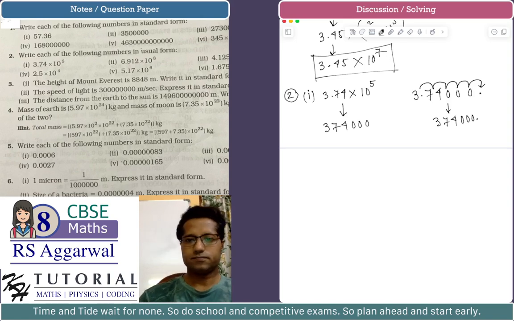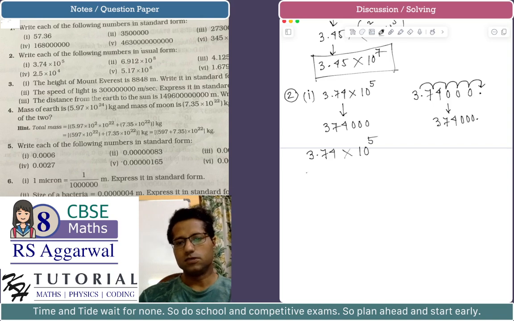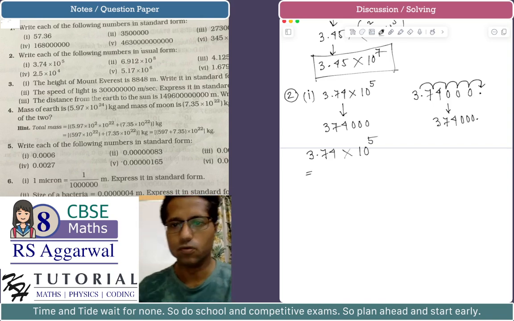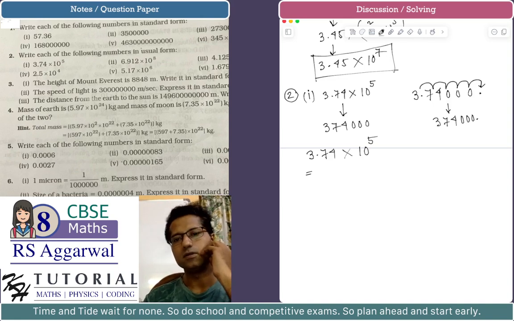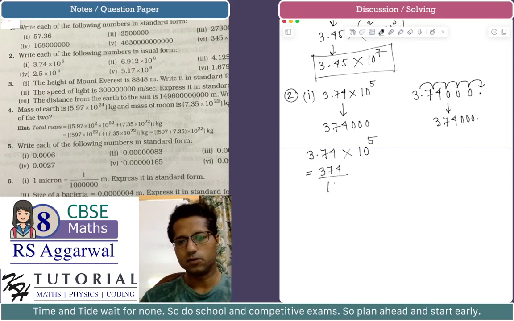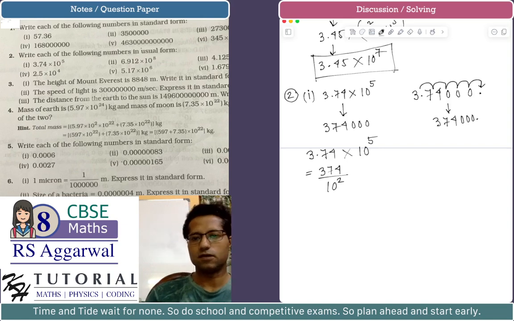Another way is that you have 3.74 multiplied by 10 to the power 5. Now this is equal to, you convert 3.74 into fraction form, that is, you divide by some power of 10. And what will be the power of 10? The number of digits to the right hand side of the decimal point. In 3.74 I have 2 digits to the right hand side of the decimal point. So I will write it as 374 divided by 10 to the power 2. Why 2? There are 2 digits to the right hand side of the decimal point.